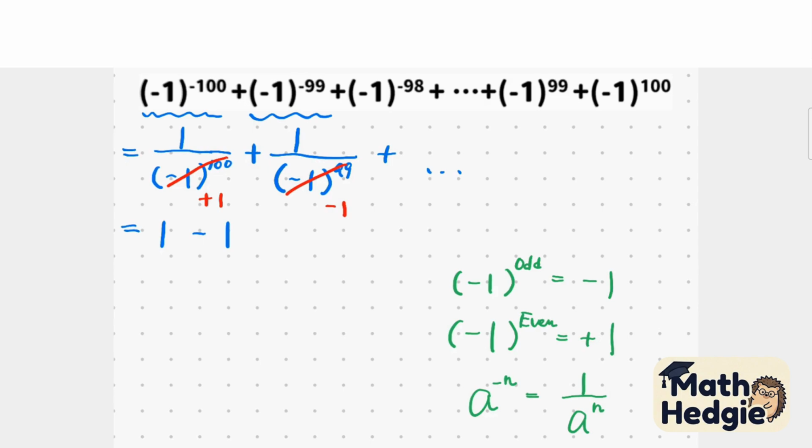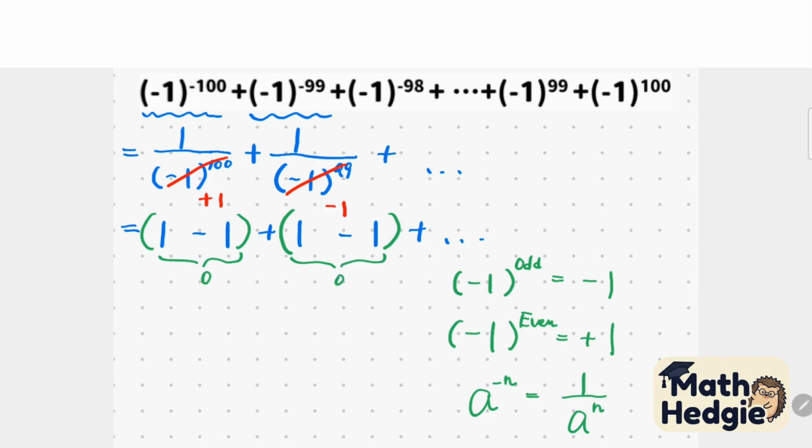Now let's write out more terms in this huge series. 98 is even. Plus 1. 97 is odd. Minus 1. And this pattern continues, all the way through 0 up to 100. Now what happens when we add all these? Look at the pairs. Positive 1 plus negative 1 is 0. Every time we have a minus 1 followed by a plus 1, they cancel out. If everything cancels out, the answer would be 0, right?